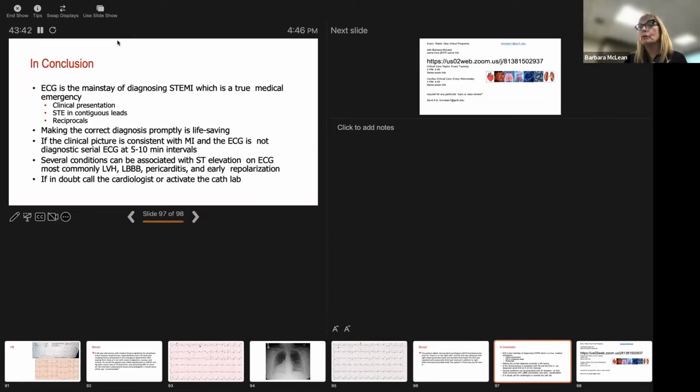Okay. So in conclusion, EKG is a main stem of diagnosing STEMI, which is a true emergency. Remember, what you want to look at is the history and presentation of the patient. Does the patient have ST segment elevation in contiguous leads? Do they have reciprocal changes? And really utilizing that information to make a fantastic diagnosis. But the majority of time, patients are not presenting with STEMI. Most commonly, it's LVH, left bundle branch block, can also be pericarditis, can be early repolarization, can be a lot of reasons that we might not be equipped to diagnose.